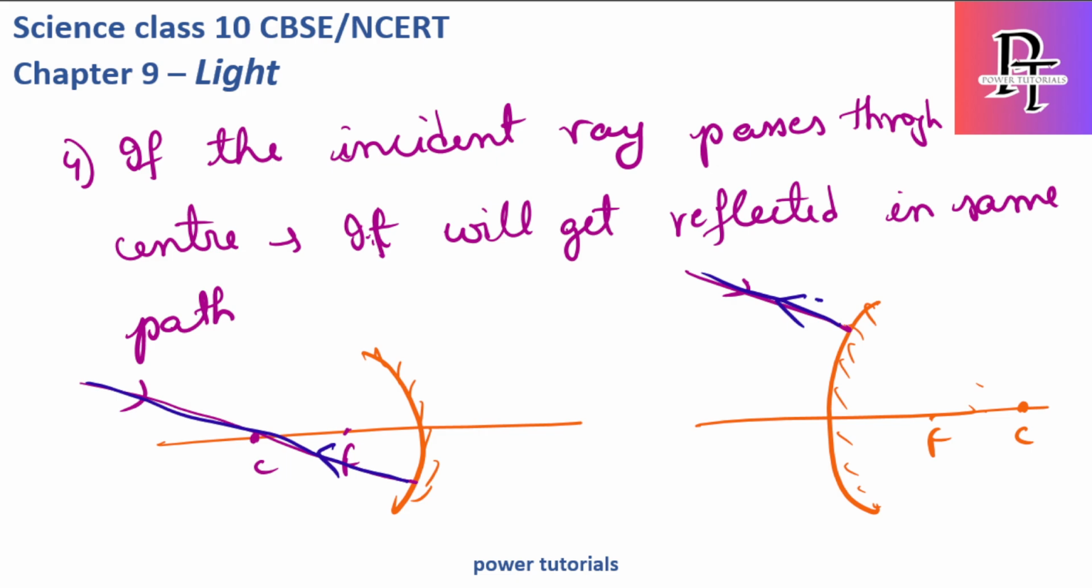The first one is, if it is parallel, then it will pass through focus. Second, if it is passing through focus, it will be parallel to the principal axis. And third, if it is hitting the pole, the reflected ray will be same as in a plane mirror. Fourth, if it is passing through center, it will get reflected in the same path. Now using this, we are going to get the images of a concave mirror.